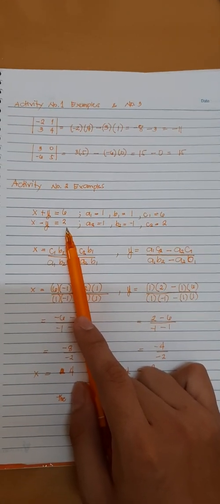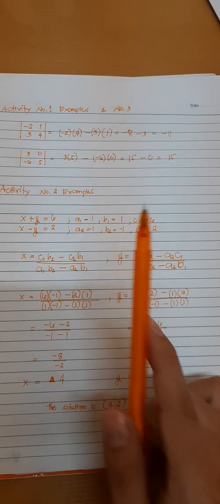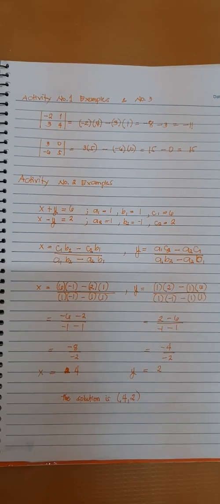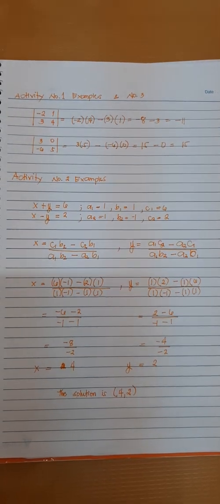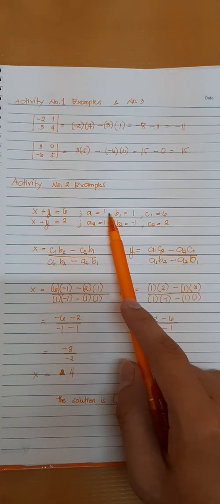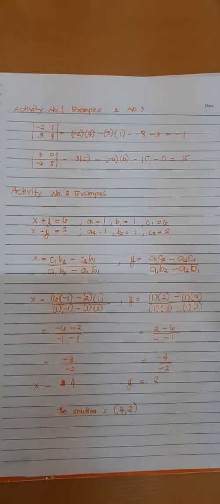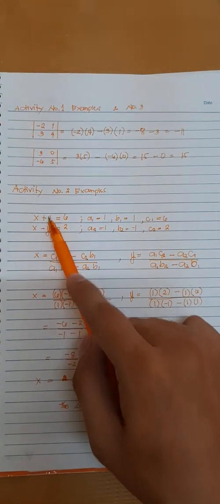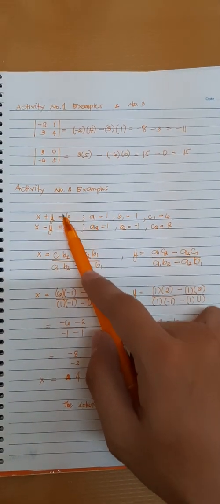Again, you need first to identify the values of a, b, and c. But before identifying that, you need to rewrite or arrange your equation into this format. So we have x plus y equals 6. And after that, you will now identify the values of your a, b, and c. So for the first equation, we have a sub 1, 1 here. For your b sub 1, that is the numerical value beside the second variable. And for c sub 1, this is the value of our constant.